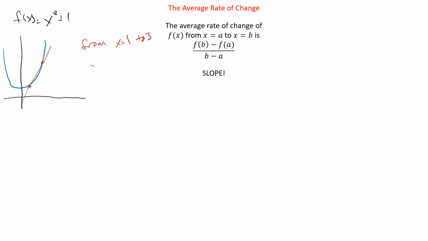So if we wanted to find the average rate of change between these two points, we would plug in the points. We know f of 1 is going to be 1 squared plus 1, which is 2. f of 3 is going to be 3 squared, which is 9, plus 1, which is 10. So the average rate of change is going to be 10 minus 2 over 3 minus 1, which is 8 over 2, which is 4. And then whatever units that we wanted to use.